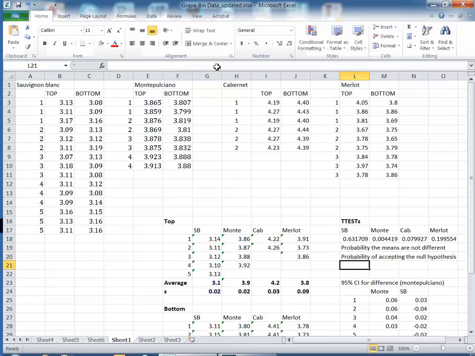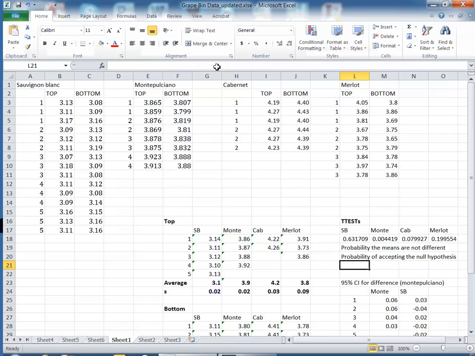Another way, and so that's one definition of the p-value. Another definition, equally, if we don't talk about it in terms of hypothesis testing, one way of cutting to the chase is it's the probability that the means are the same or they're not different. So the probability that the pH from the top of the bins is the same as the bottom of the bins is 63%. 0.631709 or 63%. If the probability is greater than 5%, we say they're not significantly different.